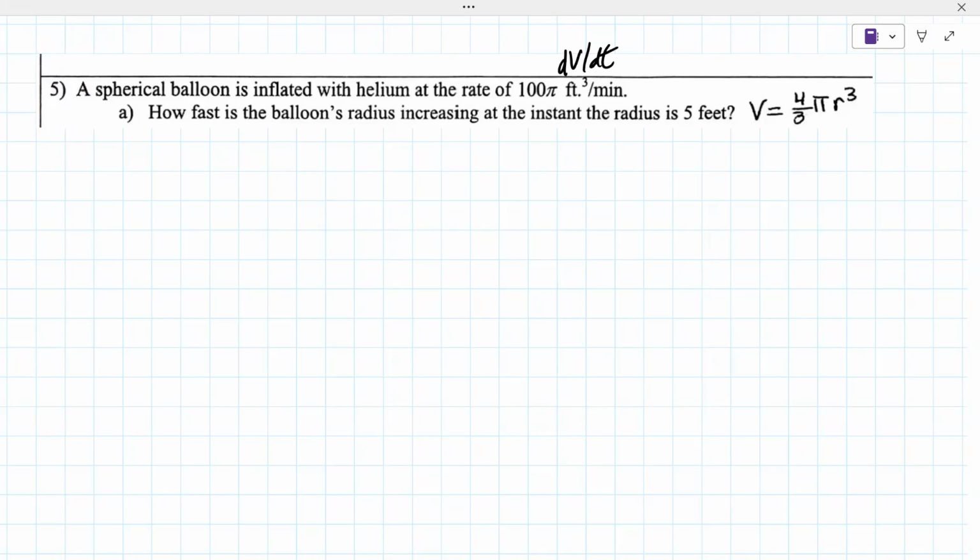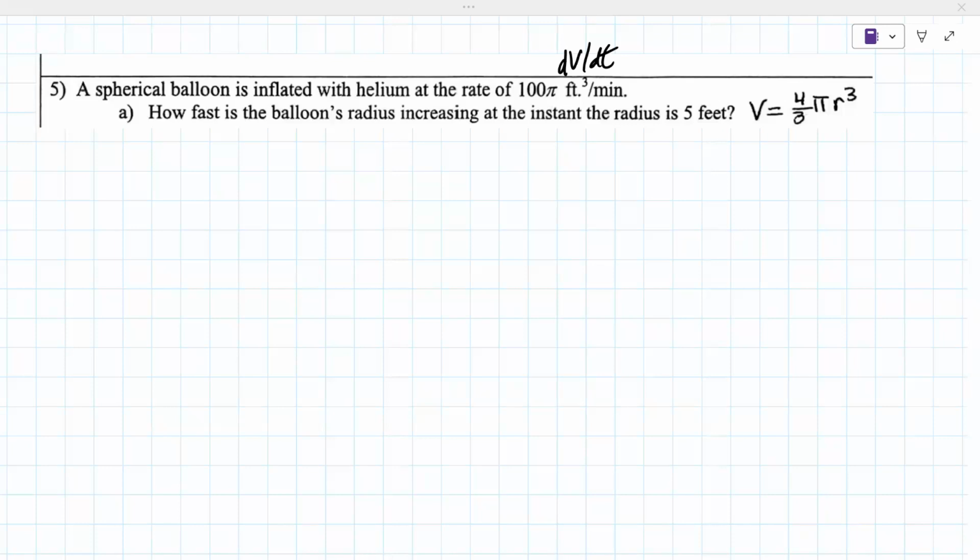So I'm getting 100 pi divided by 100 pi equals dr/dt. That's possible. That would cancel out, be one. So dr/dt would equal 1. And what are the units of the radius? Feet per minute. Yes. Oh, that could totally make sense.